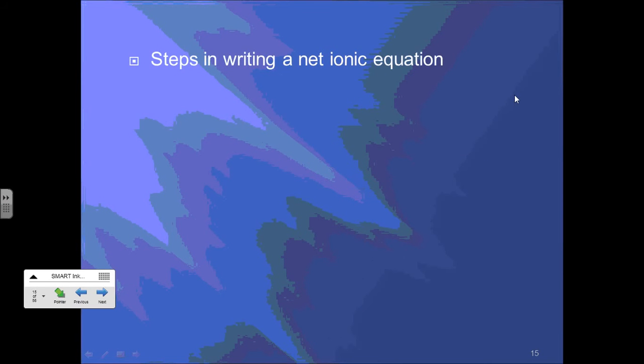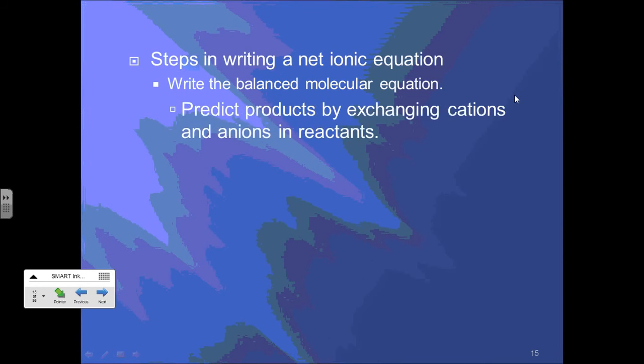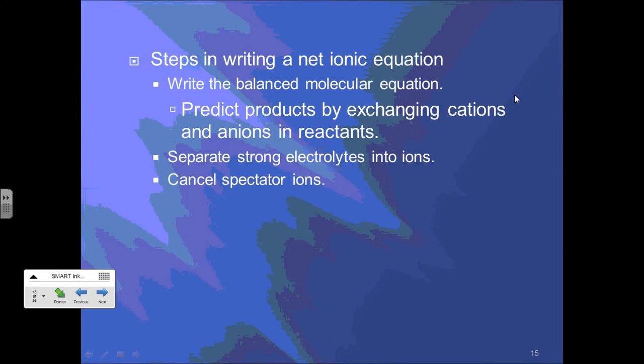Now, there are some important steps in writing a net ionic equation. First, you want to write the balanced molecular equation. Then you want to predict the products by exchanging the cations and anions that are associated with the reactants. Then you want to separate strong electrolytes into their respective ions, recalling that strong electrolytes tend to dissociate at 100%, whereas the weaker ones do not.